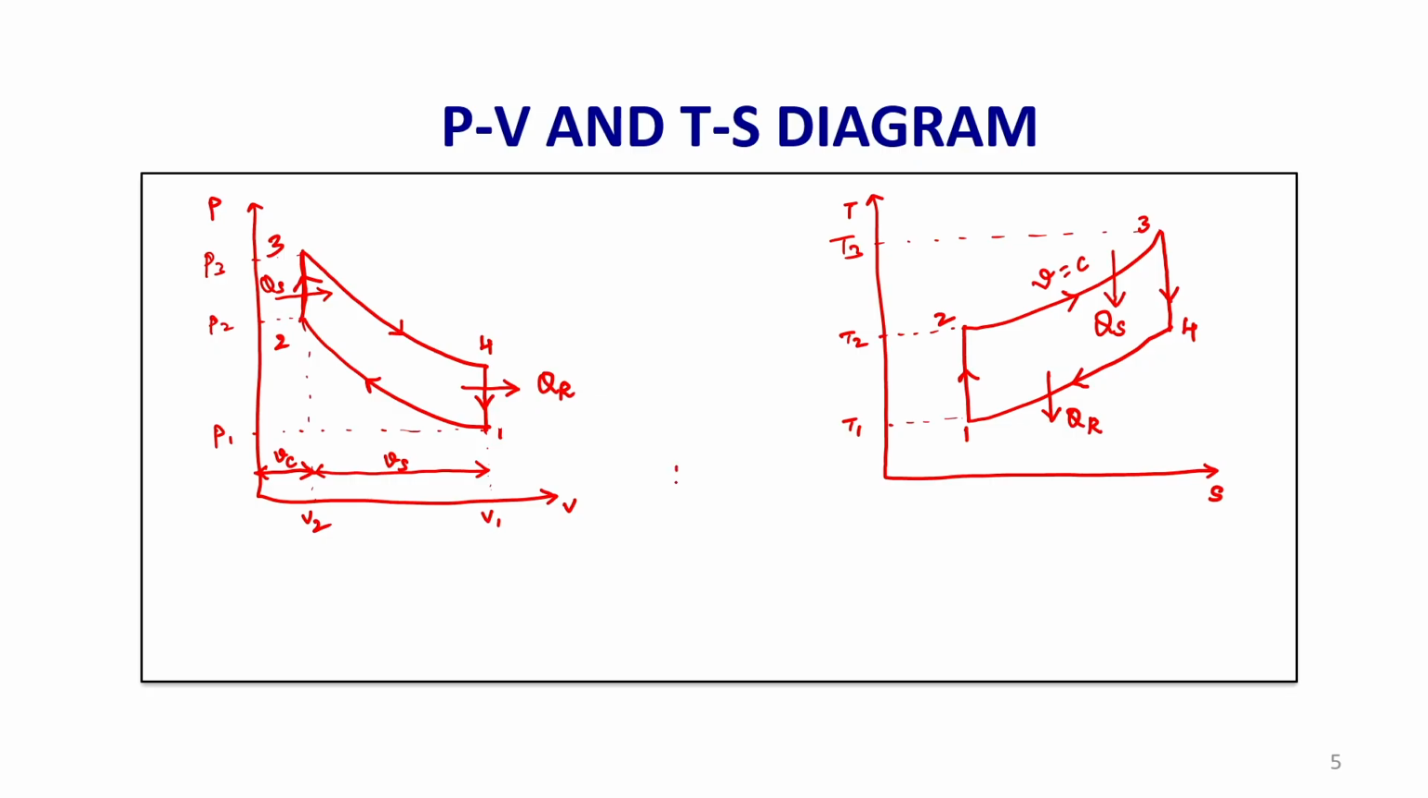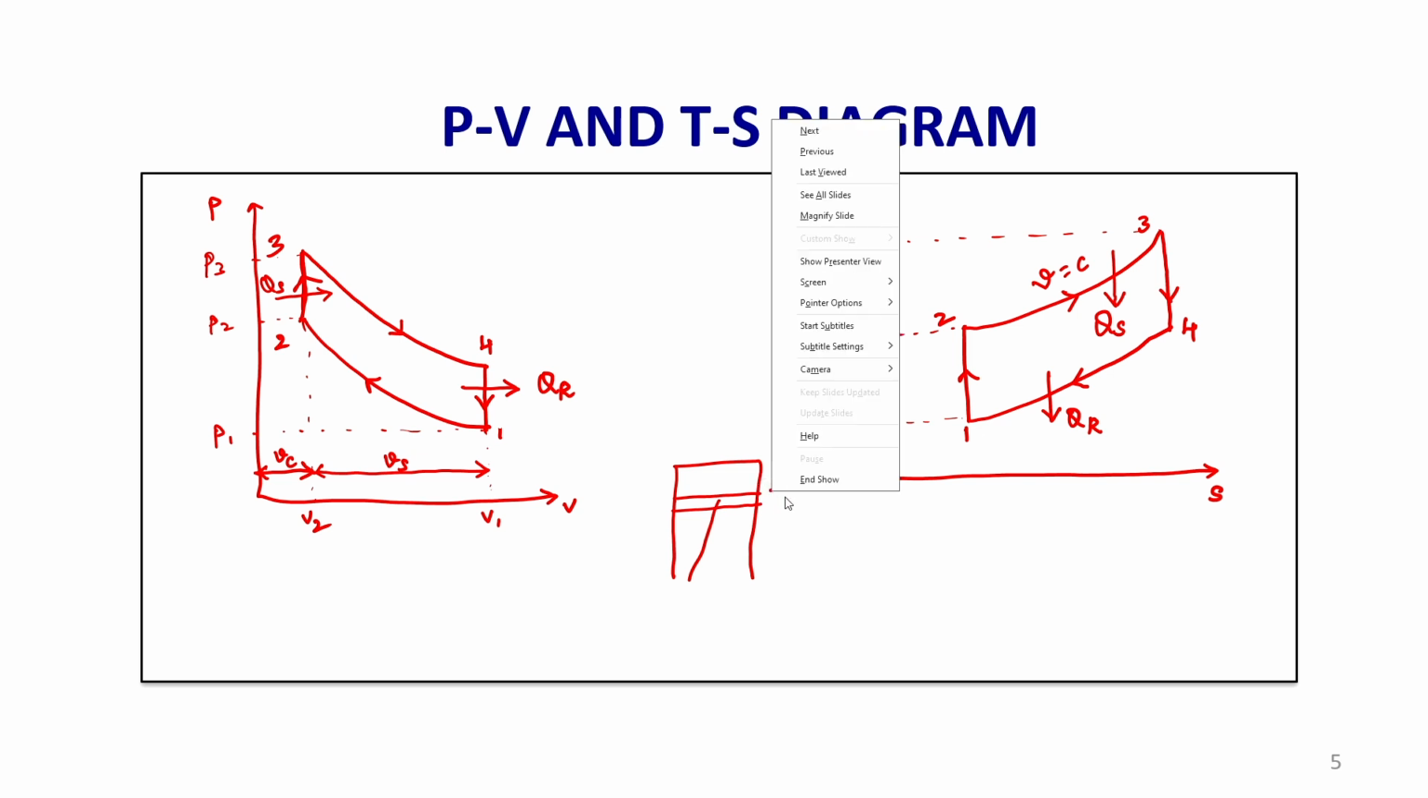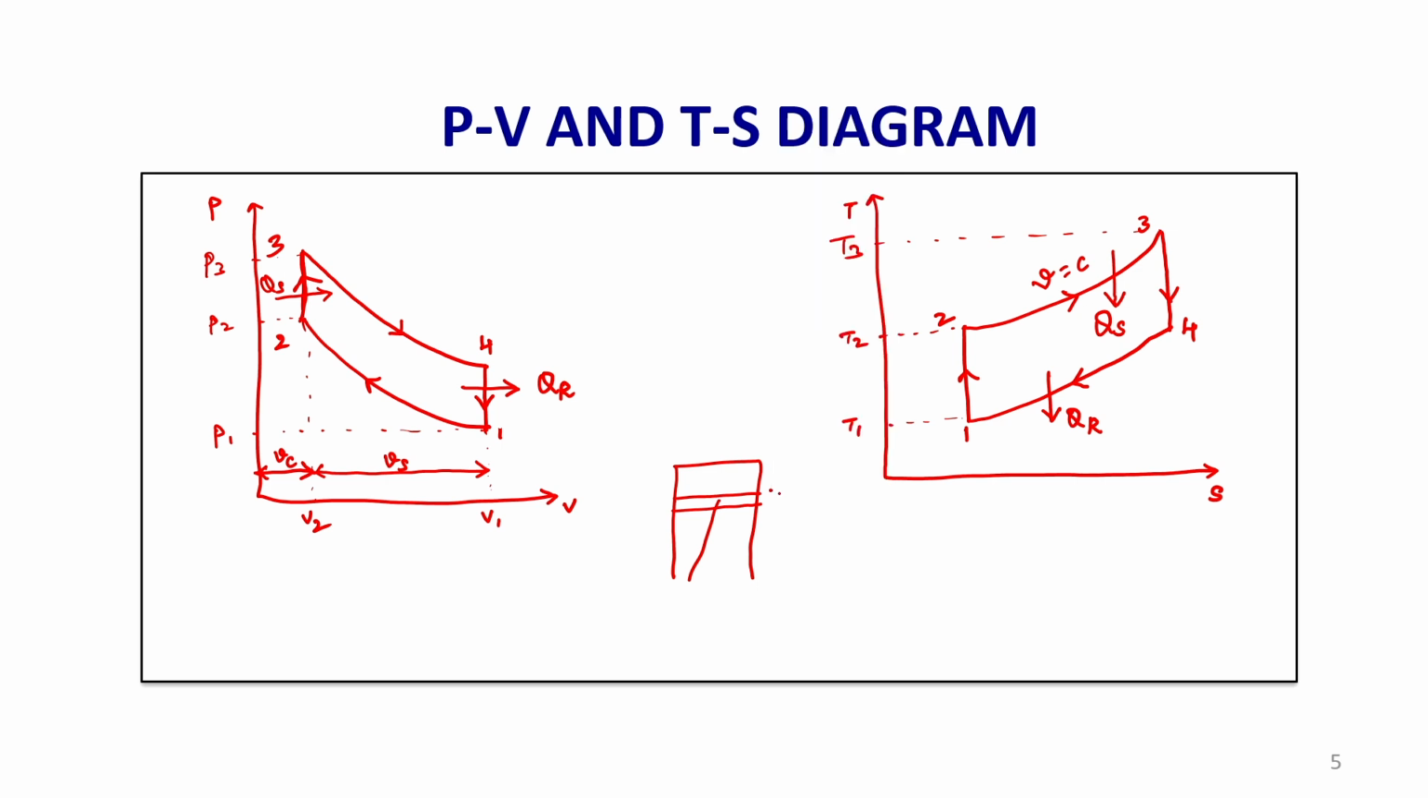Let me explain with the diagram. Suppose this is the cylinder and this is the piston with the connecting rod. Suppose this is the TDC position, and this is BDC.